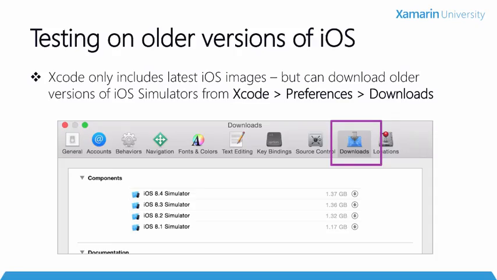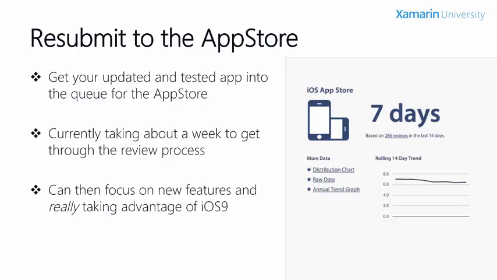Of course, you can also test on simulators. Now, Xcode only installs the latest versions of the iOS simulator by default, but you can open Xcode preferences and then use the Downloads tab to go download older versions to test with. Just remember that simulators are not a complete replacement for a real device test. They're great for quick testing and for debugging and development, but make sure to test your app completely on a real device as well.